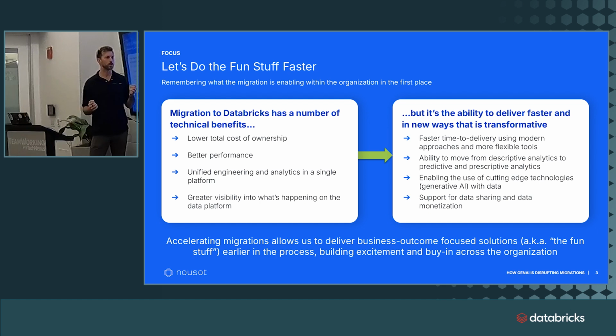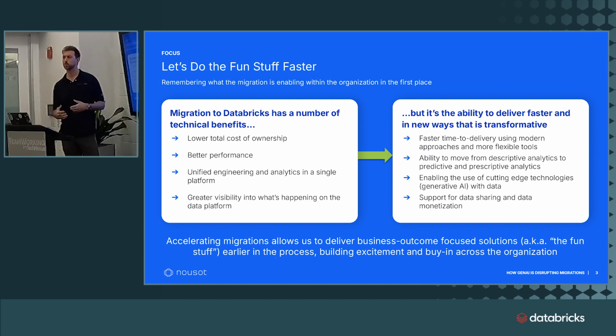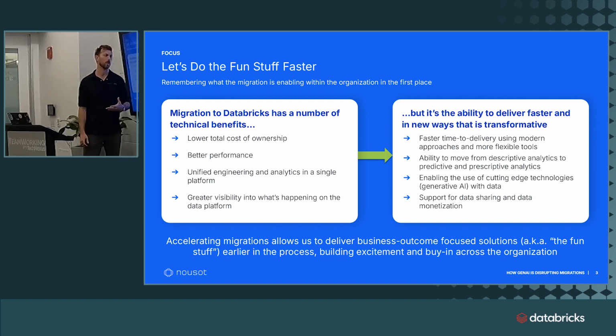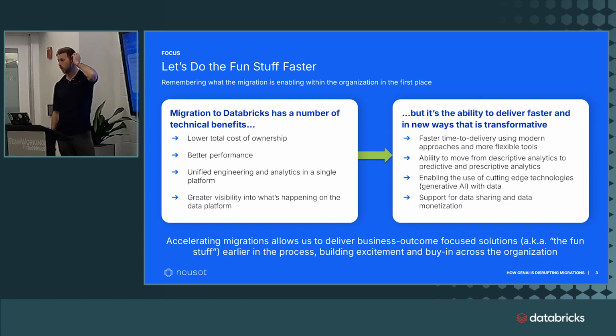To deliver faster because you have all these tools, right? To deliver those use cases faster, to move from descriptive analytics to predictive and prescriptive analytics, right? To start to actually predict where the market is going and how to handle that within your organization. Enabling a lot of the fun stuff that Jeff just talked about, AI/BI, Genie spaces, right? Some of the Mosaic agent builder and agent frameworks, right? Those are really important. Those are transformative within an organization.